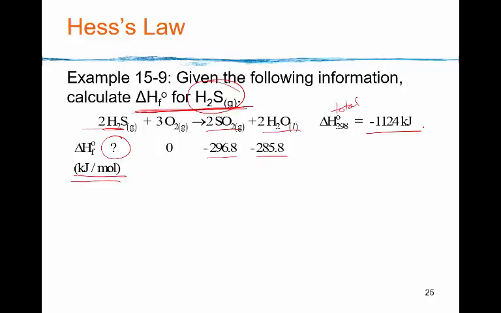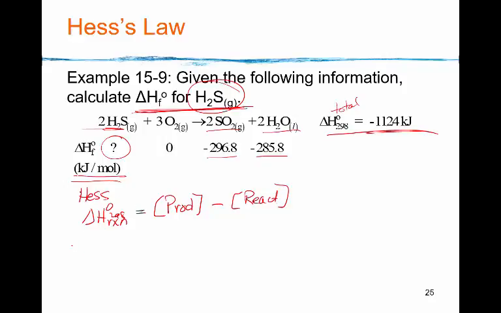Well, what was Hess's law? Hess told us that the total of the reaction, at 298, is equal to all of the products minus all the energy involved in the products, I should say, minus the reactants. See a trend? This time I know the total, so I'm going to say a negative 1124 kilojoules is equal to the products minus the reactants.